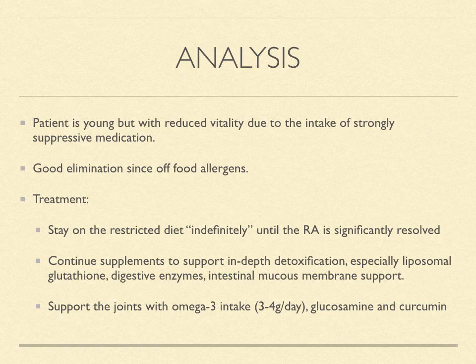I would say, look, just try and minimize. We did a lot of supplements to support in-depth detoxification. So we used liposomal glutathione to compensate for her genetic mutations in glutathione metabolism. We used digestive enzymes, a lot of things like glutamine, slippery elm, probiotics to just really help the mucous membranes. And we supported the joints with anti-inflammatories, 4 grams a day of omega-3 fish oils, glucosamine, and curcumin. So she was on a lot of supplements, unfortunately. However, it really paid off.